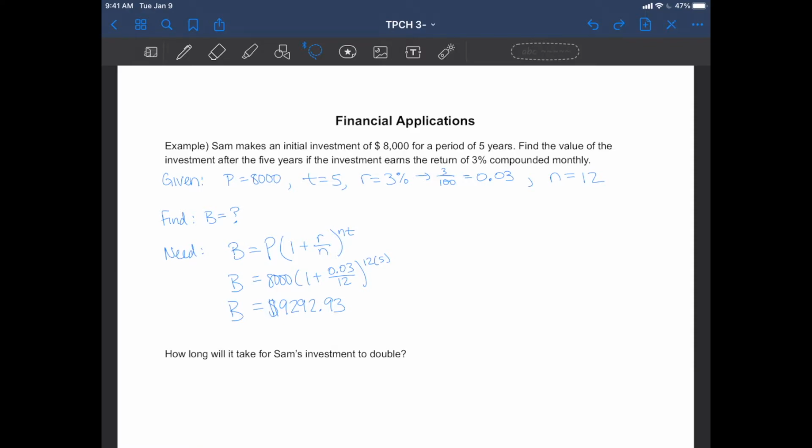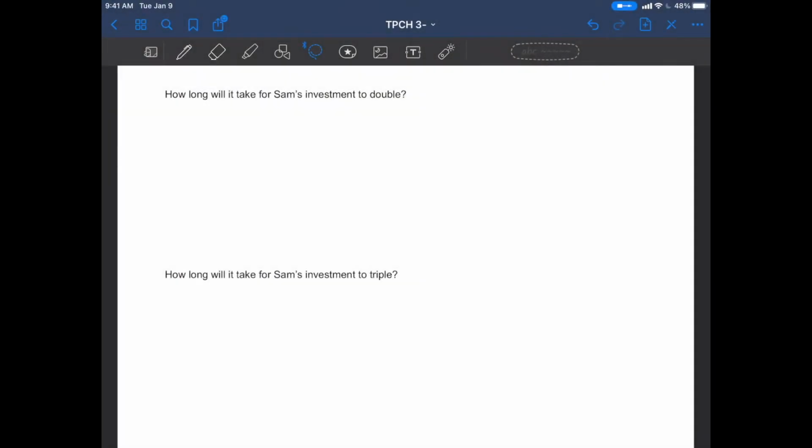And so his ending balance is $9,292.93. Now in your calculator, you're going to have a lot of decimal places, but because it's money, you're going to round to the nearest cent. Okay, so only 2 decimal places. All right, so now the question is, how long will it take for Sam's investment to double?